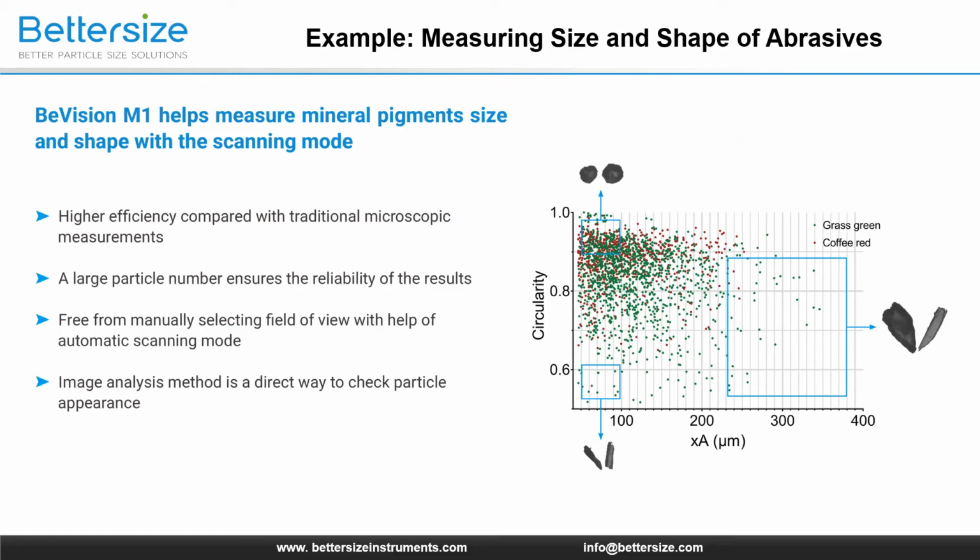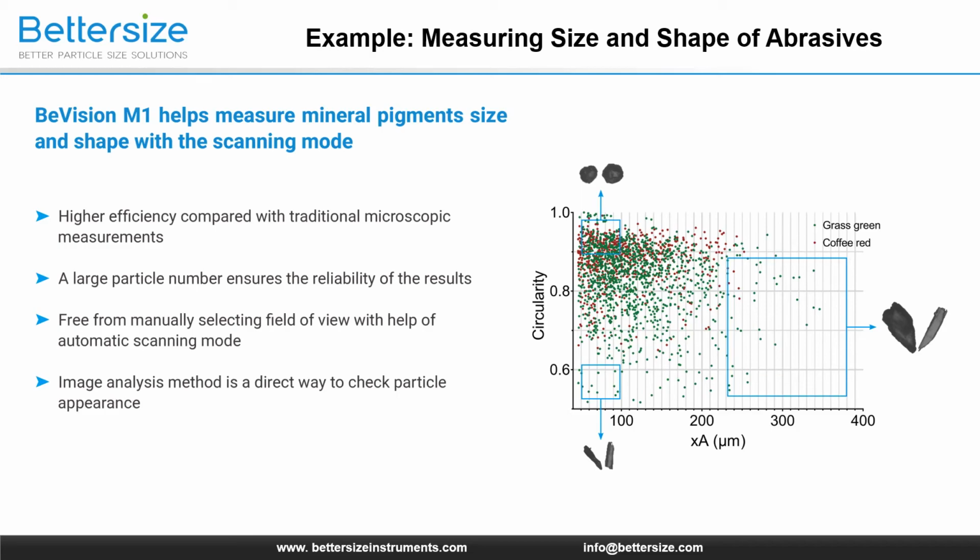The mineral pigment is a type of pigment derived from ground ore. The size and shape of mineral pigment particles affect the quality and performance of paint products. Selecting the scanning mode, the Bevision M1 is able to offer reliable size and shape measurement results with good efficiency, helping the QC engineers achieve an insightful validation of mineral pigments.